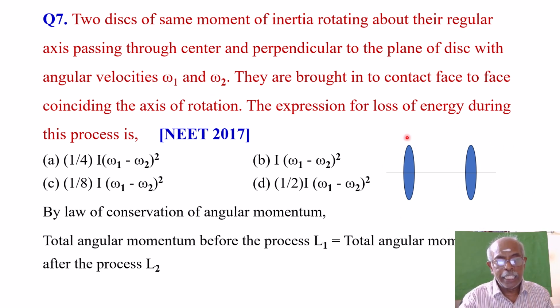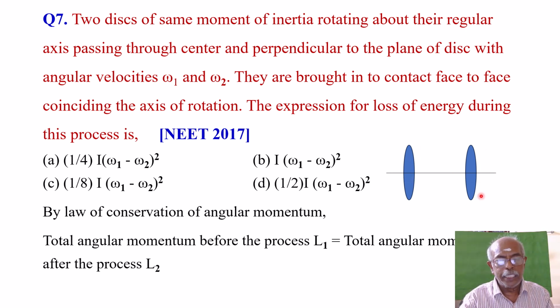Actually, initially this disc and this disc are revolving at different places. The first disc has the angular velocity omega 1 and the second disc is rotating with the angular velocity omega 2. They are rotating separately. Then they are brought into contact face to face, coinciding the axis of rotation. This is shown in the figure. This is the common axis of rotation.